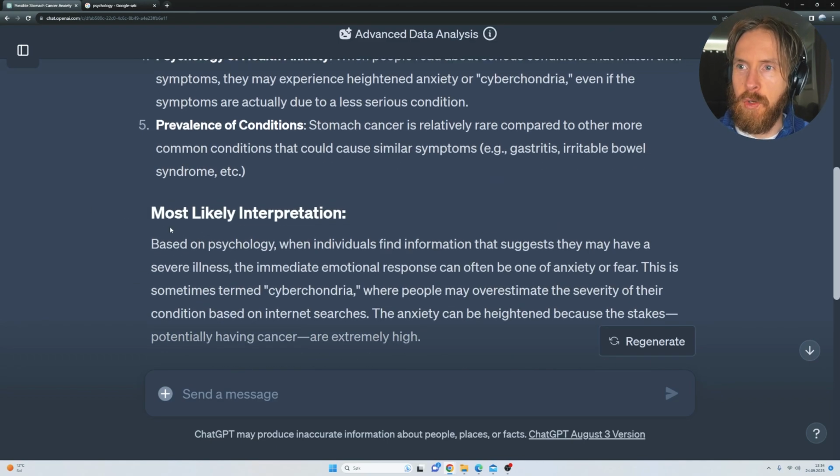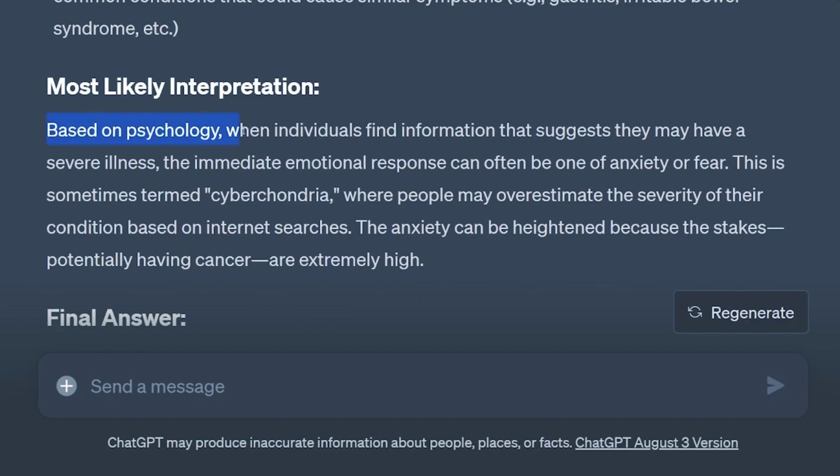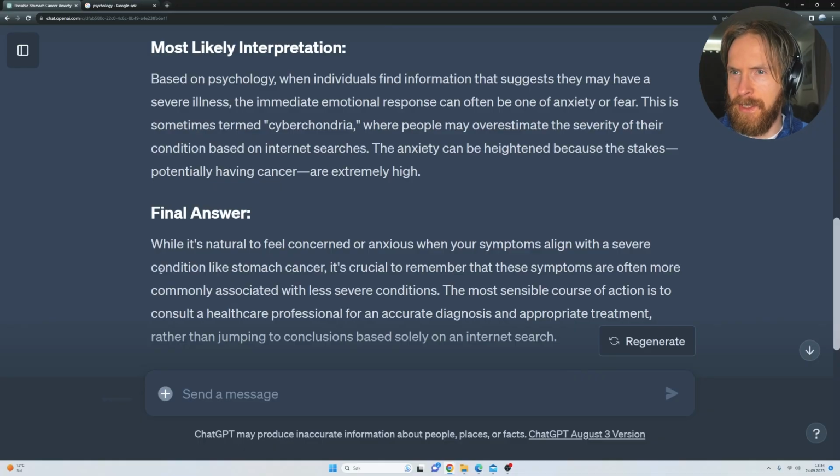So let's have a look at the most likely interpretation here. Based on psychology, when individuals find information that suggests they may have a severe illness, the immediate emotional response can often be one of anxiety or fear. This is sometimes termed hypochondria, where people may overestimate the severity of their condition based on internet searches. The anxiety can be heightened because the stakes, potentially having cancer, are extremely high. So the final answer here is quite interesting, actually.